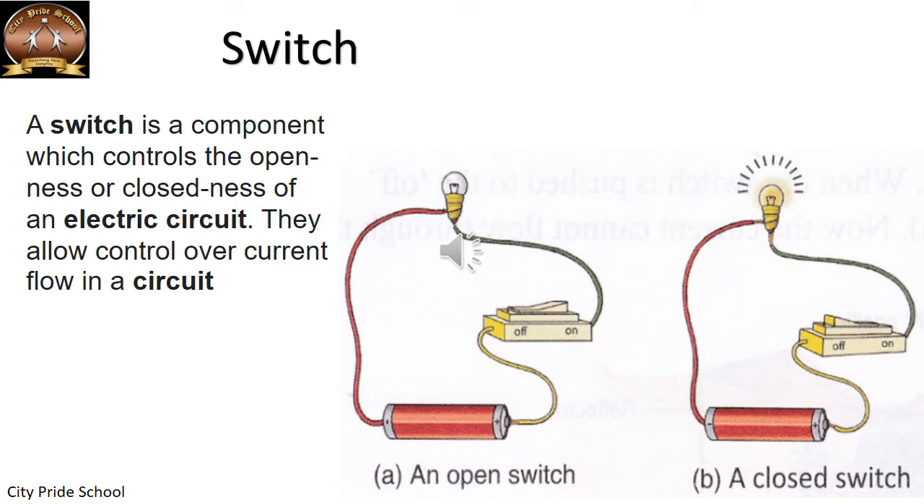The switch is attached in between, so when the switch is in off position, current will not flow. There is a breakage of current here, so the bulb will not glow. But the moment we put the switch in on position, the current is easily flowing through the switch and it reaches the bulb and the bulb will glow. So this is the situation in an open switch and in a closed switch.